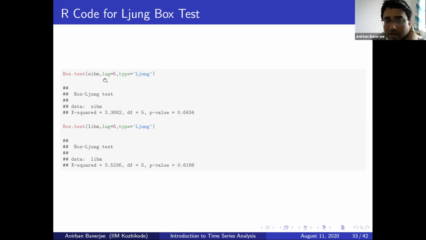Box.test, IBM, lag 5, type Ljung. You will find that the p-value, because now we know that the p-value is scale independent, just directly gives you the result. The p-value is high enough, right? If the p-value is very high, do we reject the null hypothesis? We don't. So here we are not able to reject the null hypothesis that all the higher order autocorrelations are 0. So we have to accept the null hypothesis.